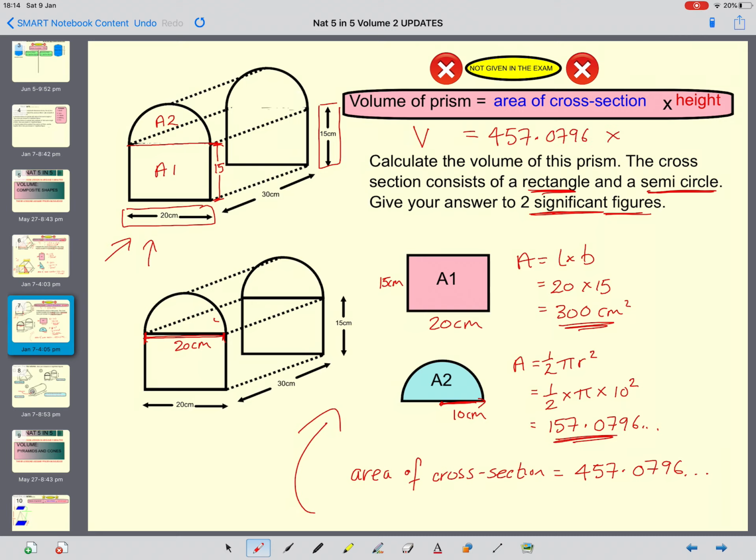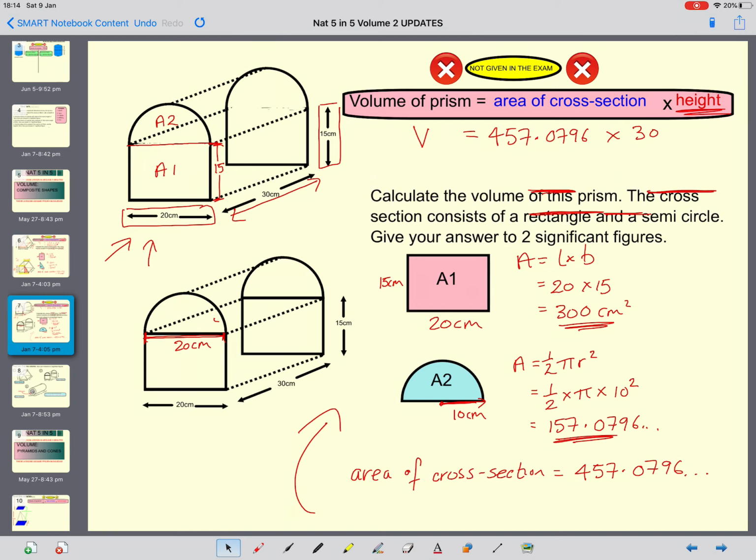457.0796. Again, keep it in your calculator, multiplied by, again, I've talked about this, it says height here, but mine is orientated differently. So I'm going to use this length here, which is 30. Multiply by 30. So I'm just going to move this down a wee bit, give myself a wee bit more space. Okay, and you get an answer of 13,712.38898. Okay, so that's my full answer on my calculator.